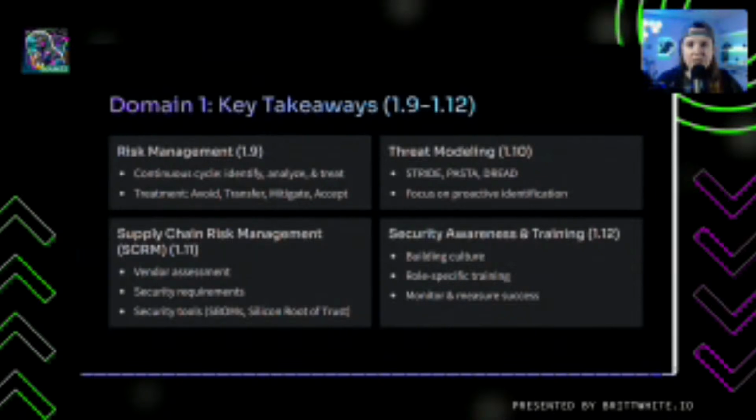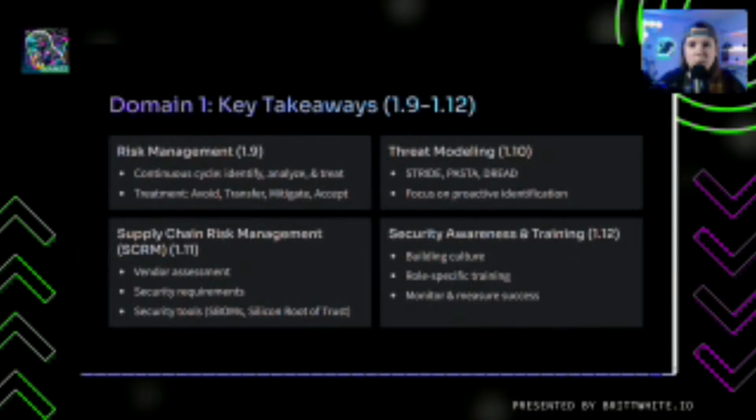And finally, security awareness and training. This is how we build a security-minded culture. Everyone in the organization plays a role in security, and we need to build awareness through engaging programs, provide specific training for different roles, and measure our success through metrics and simulations.